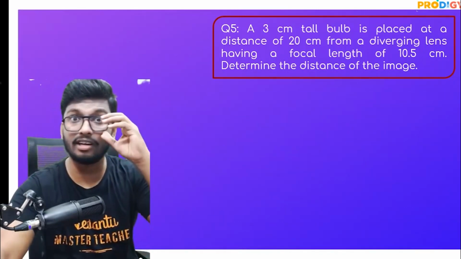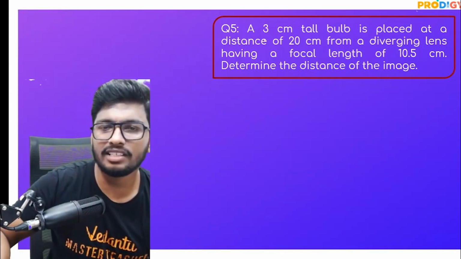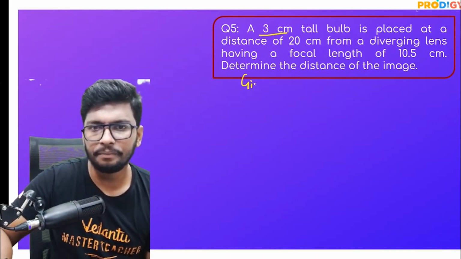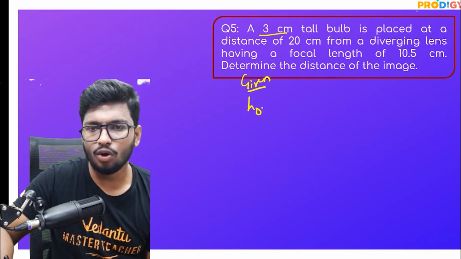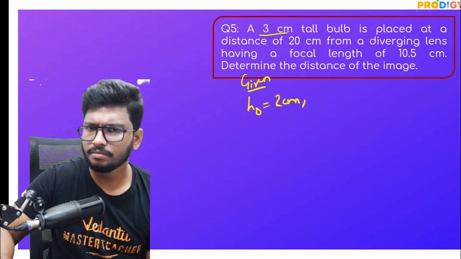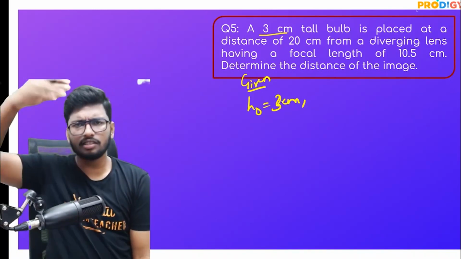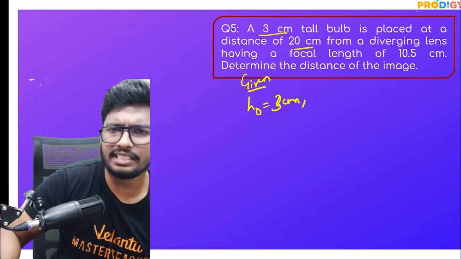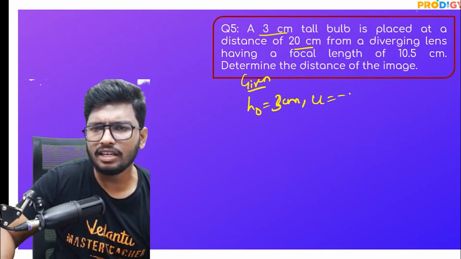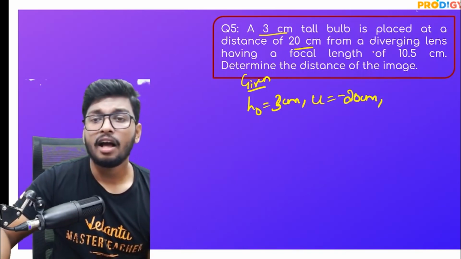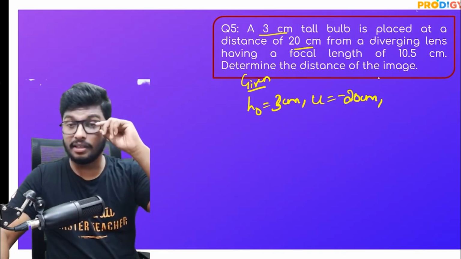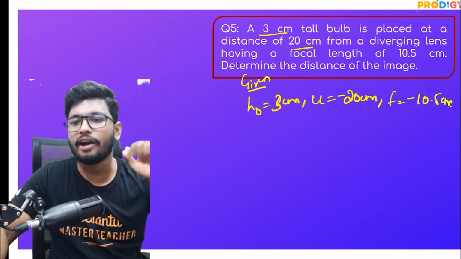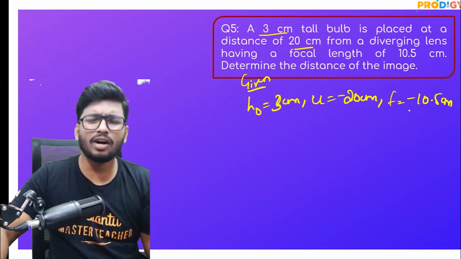Now here though, I would definitely need your help. So what is given to you guys? First of all, the height of the object is given. So HO is given as 3 centimeter. It's the height of the object, right? It's a 3 centimeter tall object. So we have the object distance given as minus 20 centimeter. Simple. It's from a diverging lens. That means that the focal length is going to be minus 10.5 centimeter. You're supposed to find out what is the image distance.